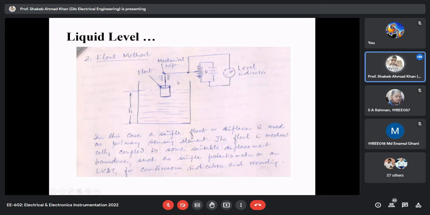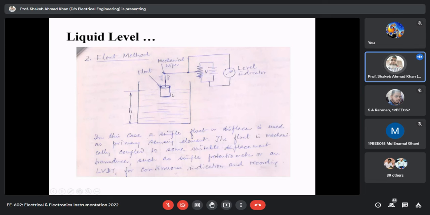As the liquid level increases, the float will also rise, because it floats on the surface of the liquid. Then your output is connected to the variable terminal of your potentiometer. This is your potentiometer. As the float moves up and down, accordingly the moving terminal, the variable terminal of the potentiometer will also vary up and down, and accordingly your voltage will vary.